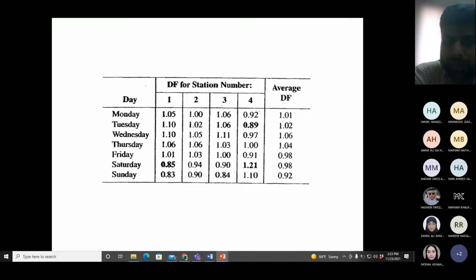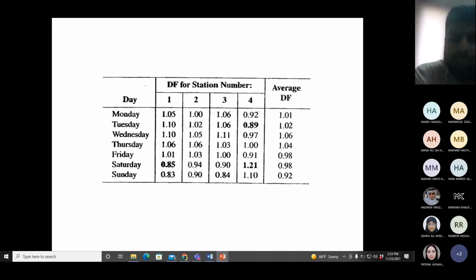If you move on to the factors for Tuesday, again you can do the subtraction for each one of them and see the result. I will just highlight the values which have a problem. So 1.02 for station 1 and station 2, station 3 does not have any problem. But if you do 1.02 minus 0.89, which is for station 4 for Tuesday, I'm talking about Tuesday now, so second row, 4th column.